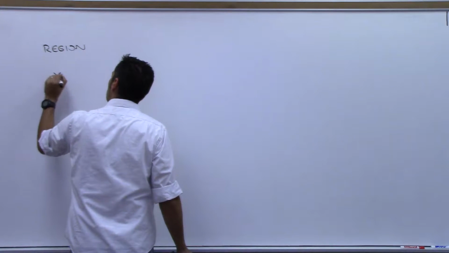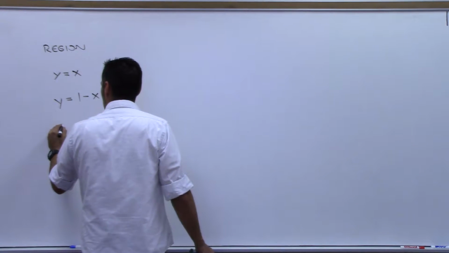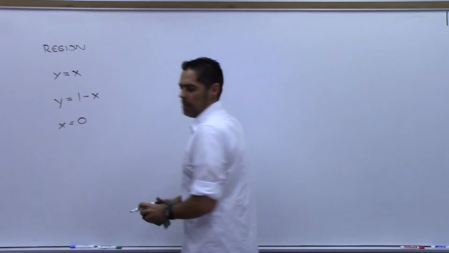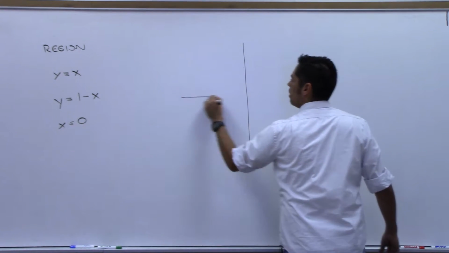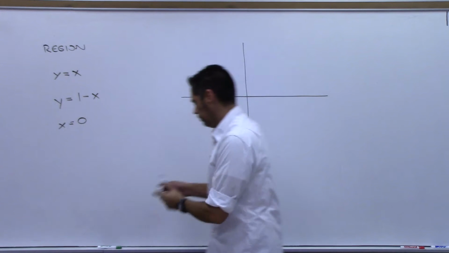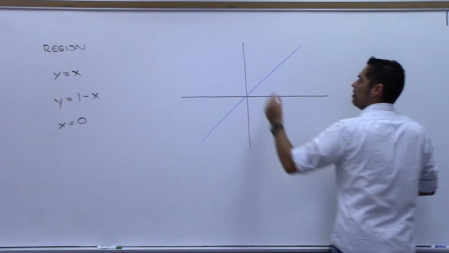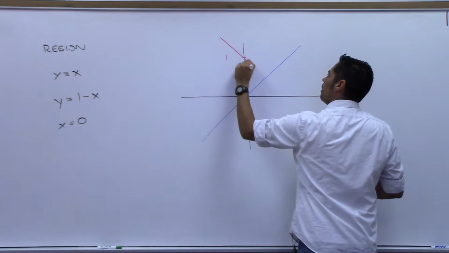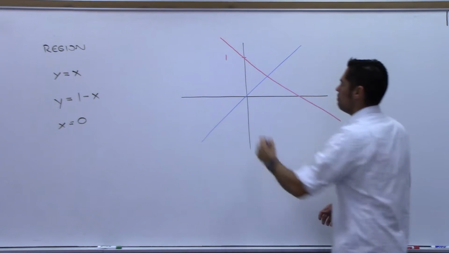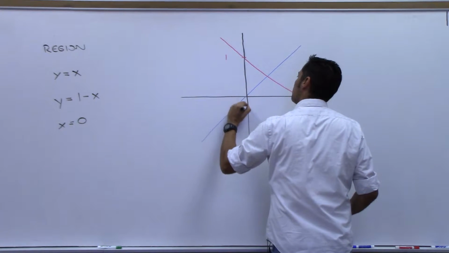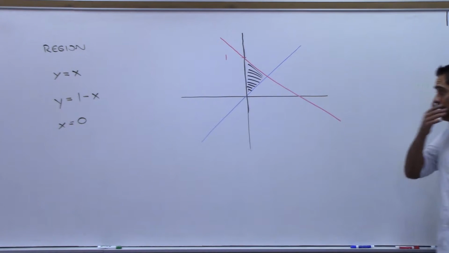Look at this region bounded by y equals x, y equals 1 minus x, and x equals 0. That's the base of the solid. So let's draw that real quick. y equals x is the diagonal. And then 1 minus x is that, right? And then x equals 0 is just the y-axis. So you're talking about this region in here, right? That region right there. That's the base of a solid.